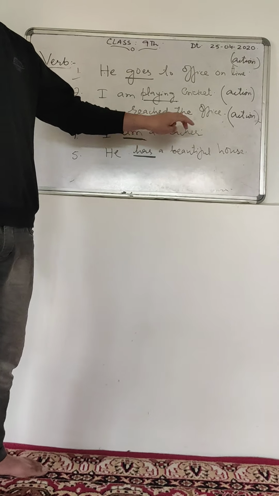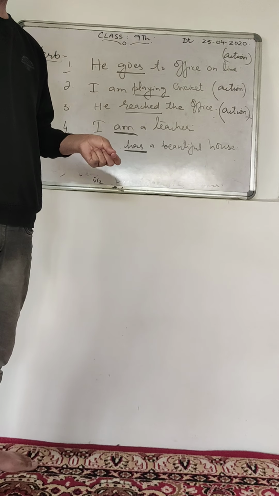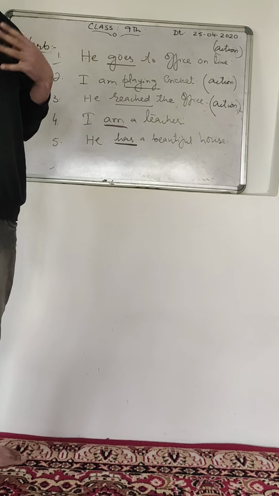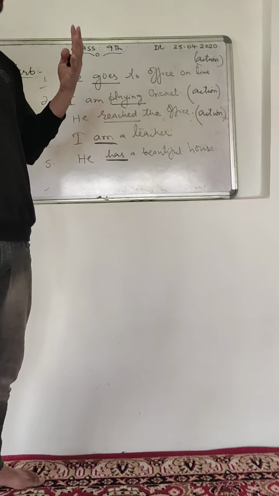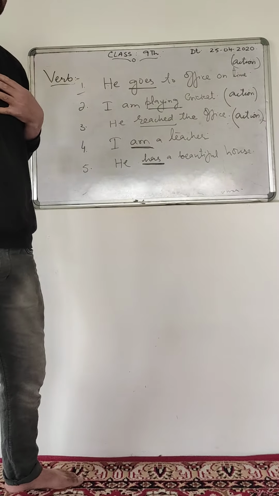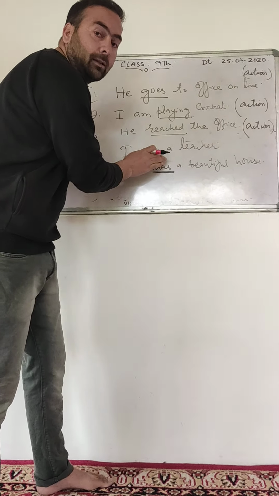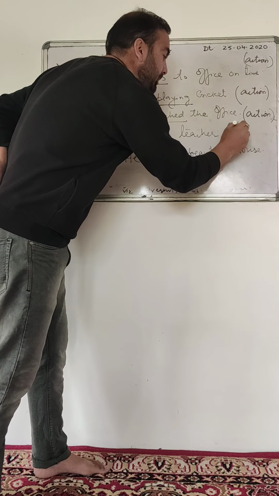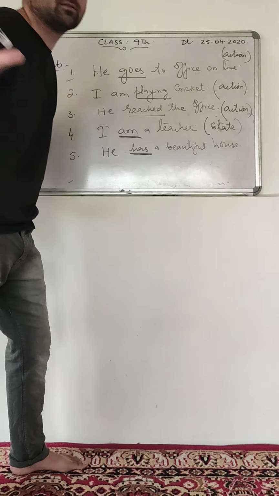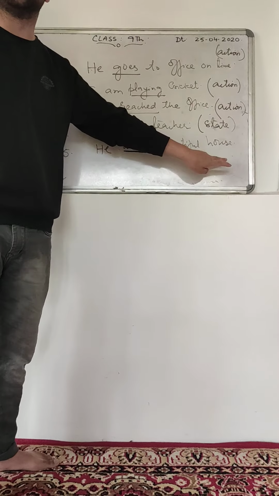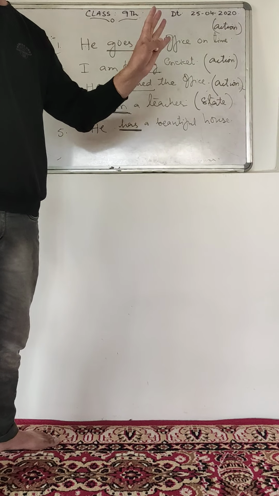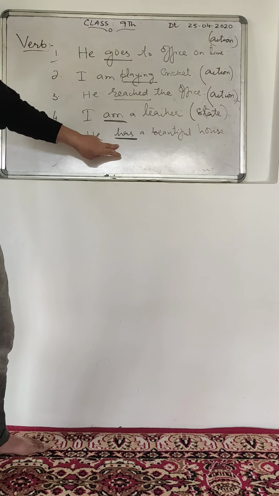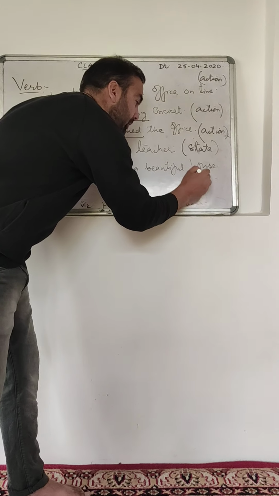But I am a teacher. Doesn't seem there is an action. I am a teacher. What am I? It is denoting a state that I am a teacher. So I can say that the verb here is denoting a state, or we can say a situation. Similarly, he has a beautiful house. He is not doing any work, but he is having a very good house. So has here is also denoting a state.